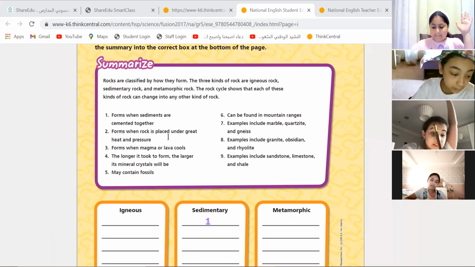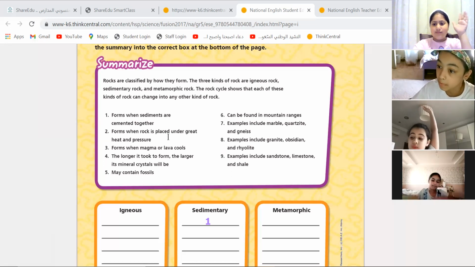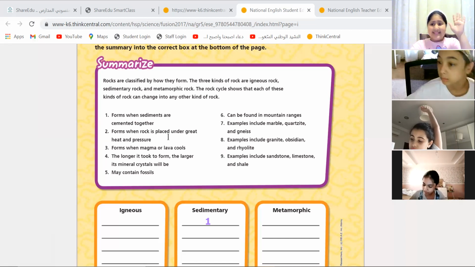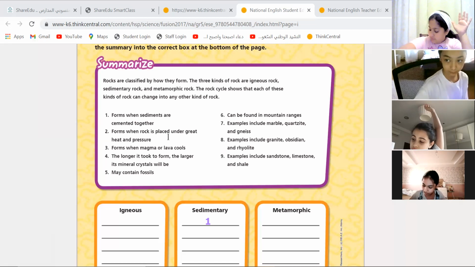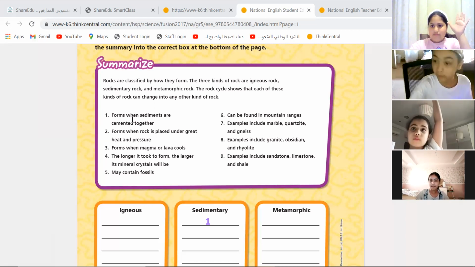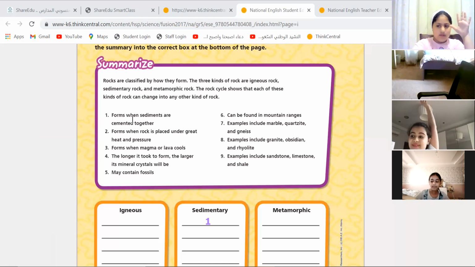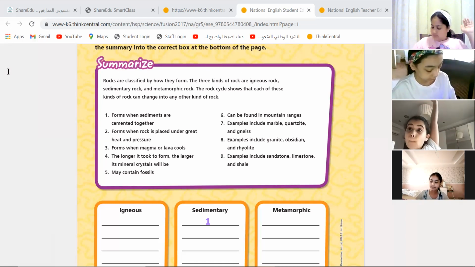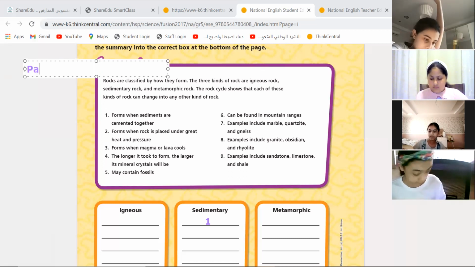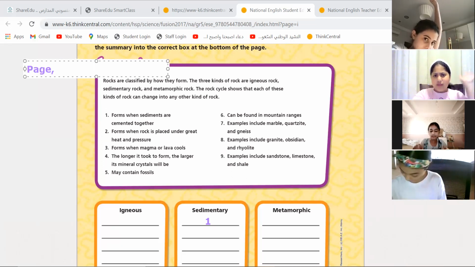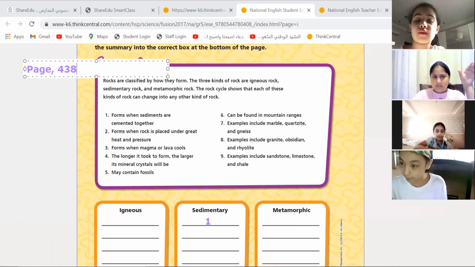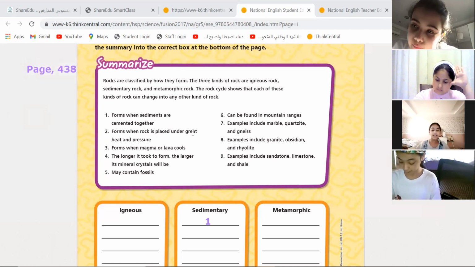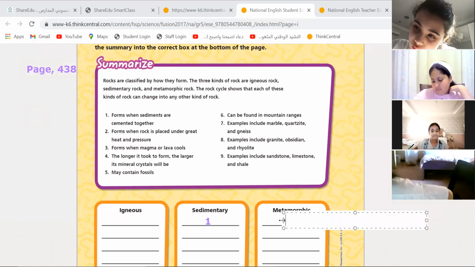Go to the page that shows you the rock cycle. What's this page? It's page 438. That's right, good. Yes, Jenna. So which rock needs high heat and pressure? Excellent. Number two is metamorphic.